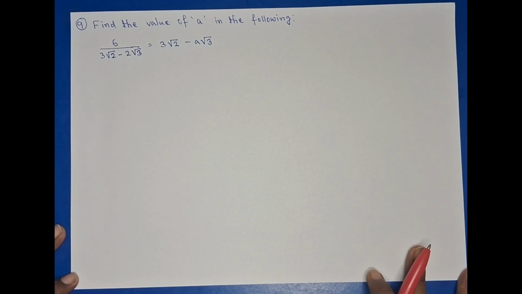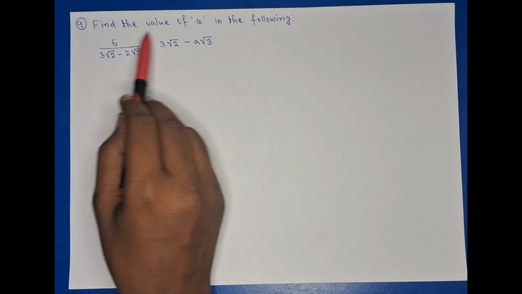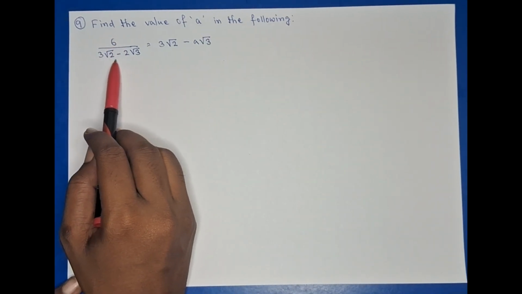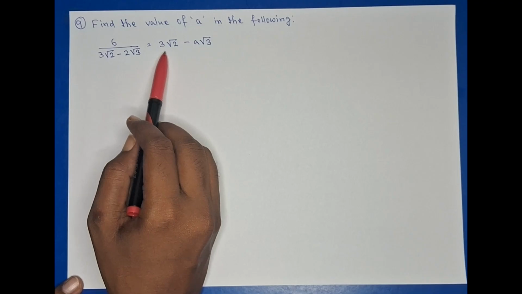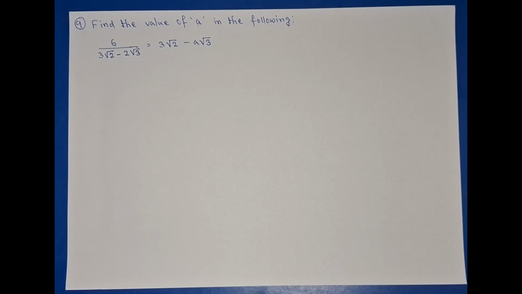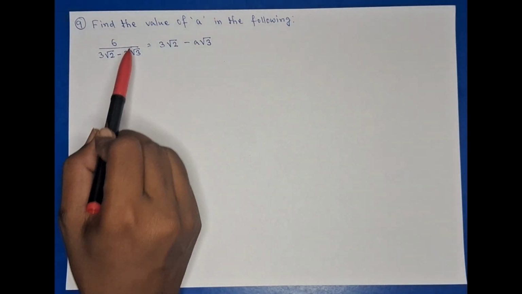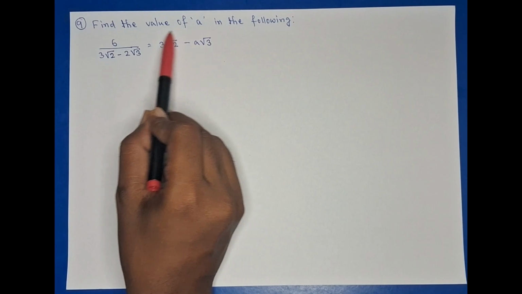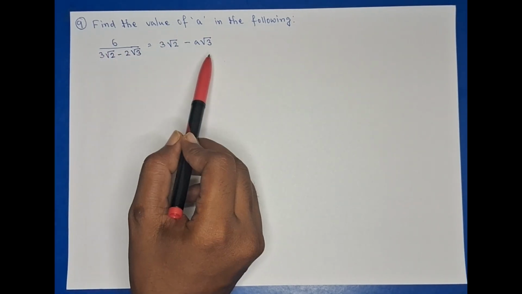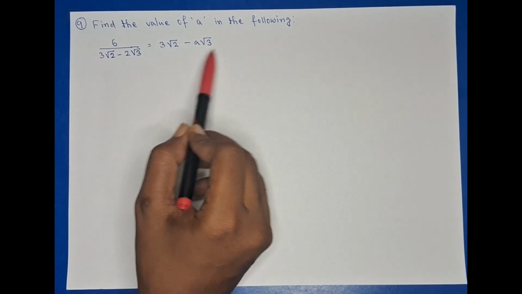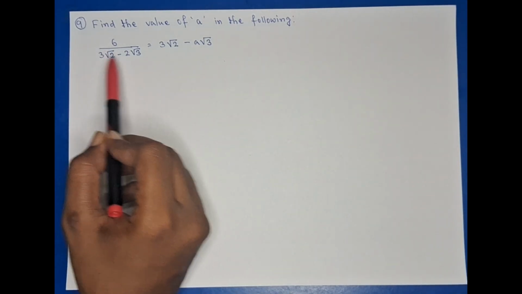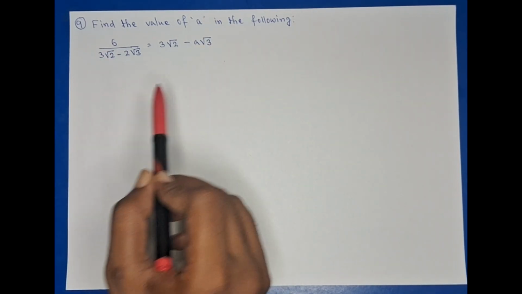Now the question number 9. Find the value of a in the following. 6 by 3 root 2 minus 2 root 3 is equal to 3 root 2 minus a root 3. You have to find the value of a. How to find? You have to make the left hand side and the right hand side equal, at least look equal. Then we'll compare one part with another part. We'll see how we are comparing.